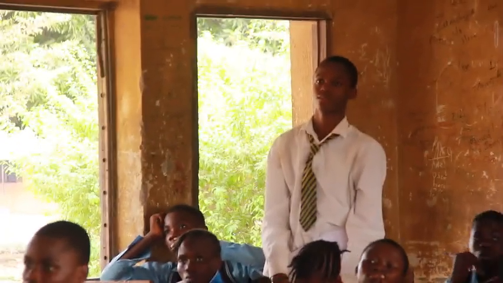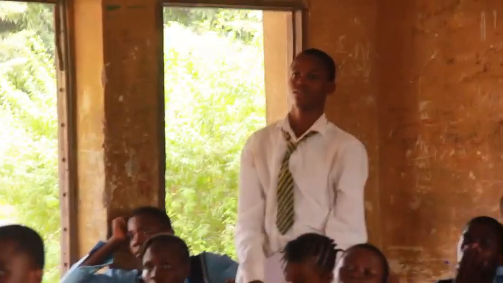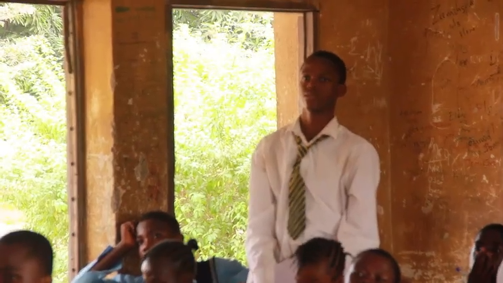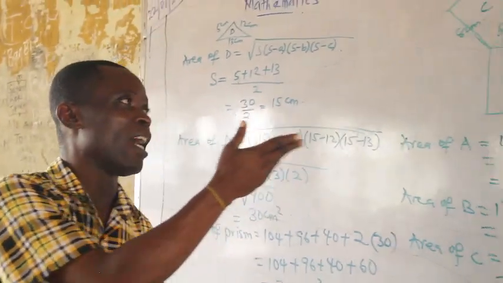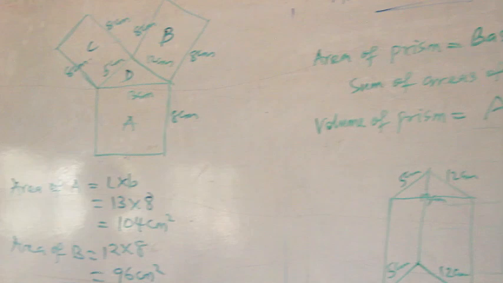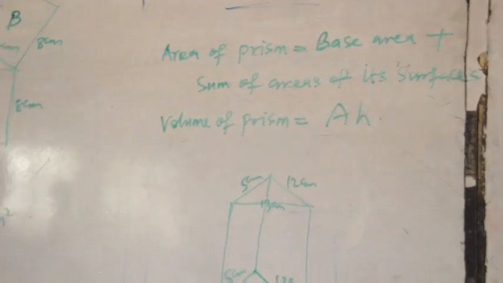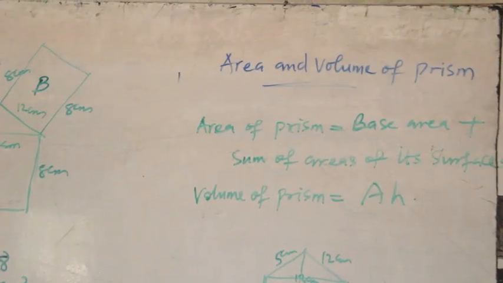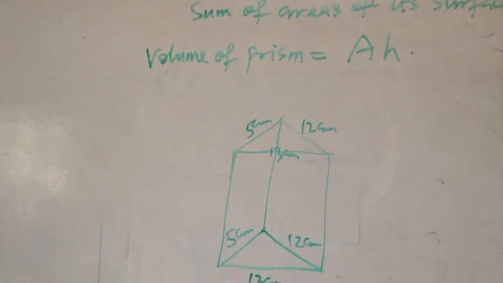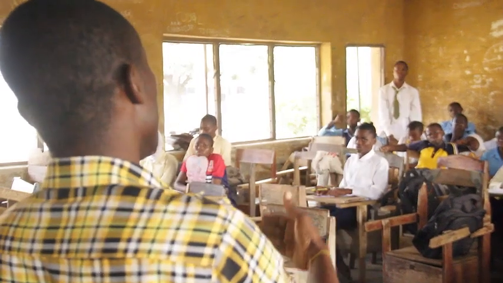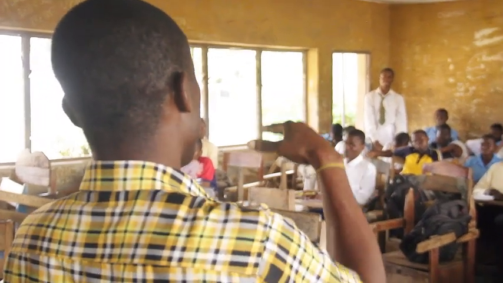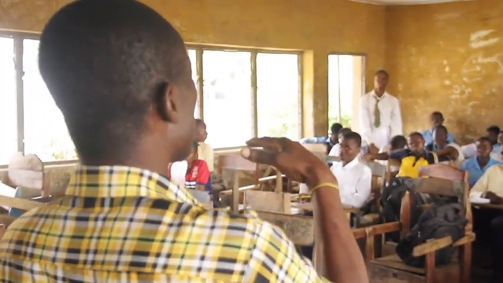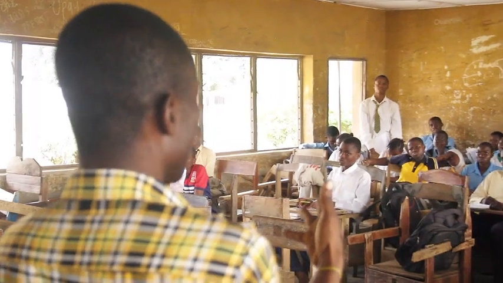You have a question? The formula for the area of the prism goes: base area plus sum of areas of the surfaces. That is total surface area and not volume. Look at this formula: area of prism equals base area plus sum of areas of its surfaces. When you have this as base, we have one here, one here, making 3. The base is a triangle. The top also is a triangle. That is a closed prism. Are you with me now?